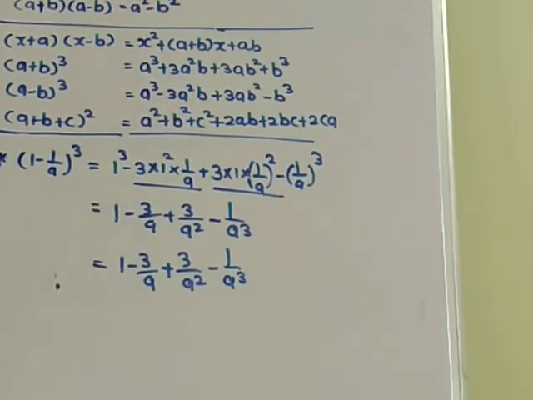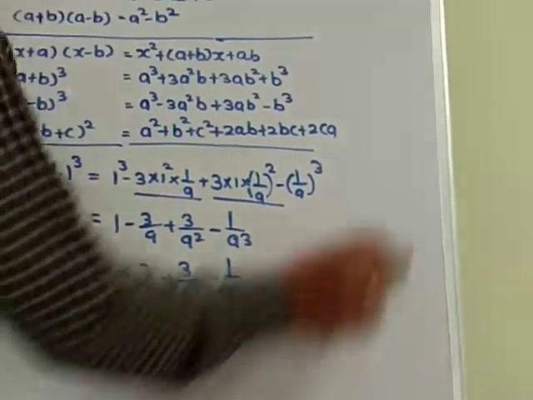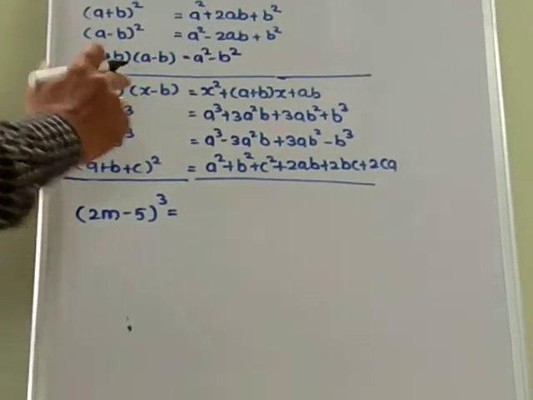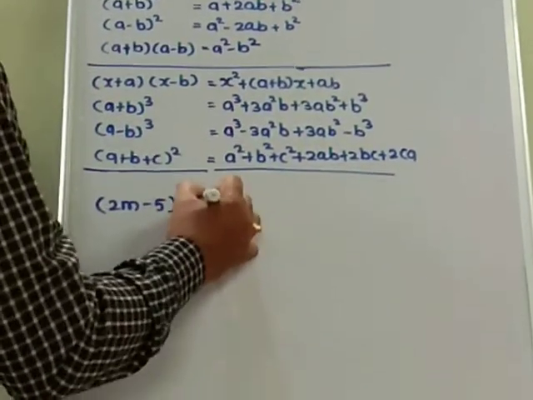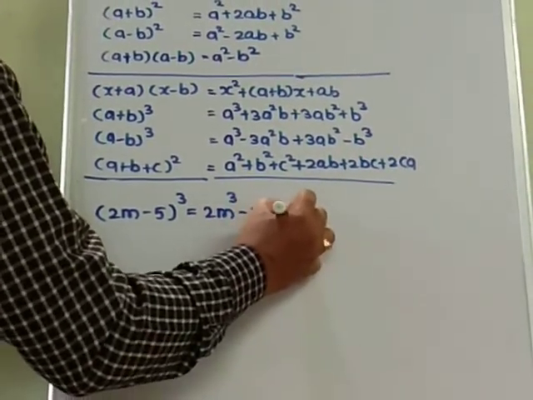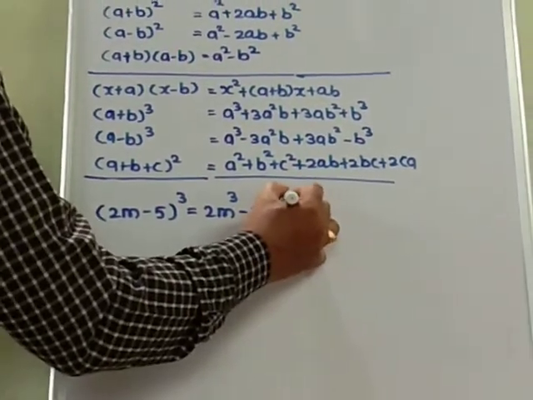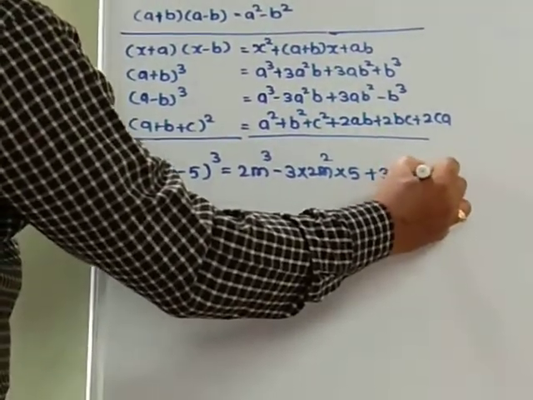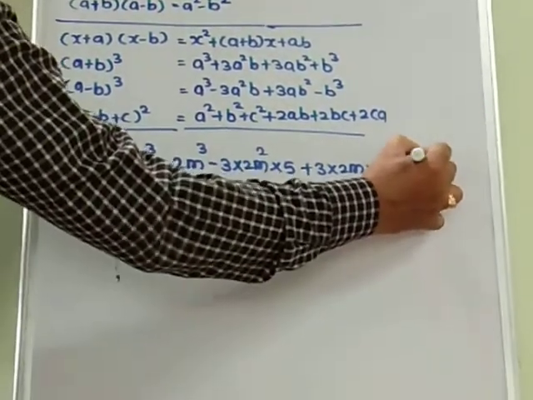Right? We are solving another example regarding this: (2m minus 5) bracket cube. Put the values in this formula. The first term, that means a, is 2m. Cube of the first term minus 3 into first term square into second term plus 3 into first term into second term square minus second term cube.